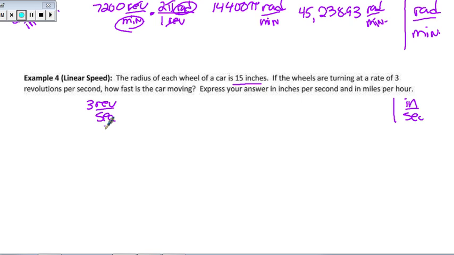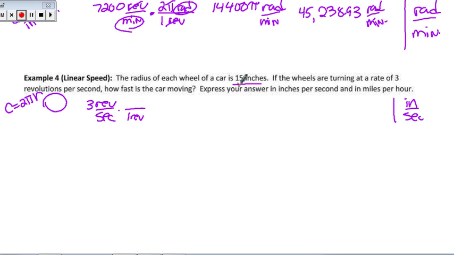I already have the seconds in here, which is great, so I don't have to worry about time, but I do need to get those revolutions out of there. The one thing that's going to get us out of revolutions into some kind of linear speed is circumference. Circumference is 2 pi r, the perimeter around a circle. So in one revolution, I get how far around it is, in feet or inches or meters, some kind of linear type unit.